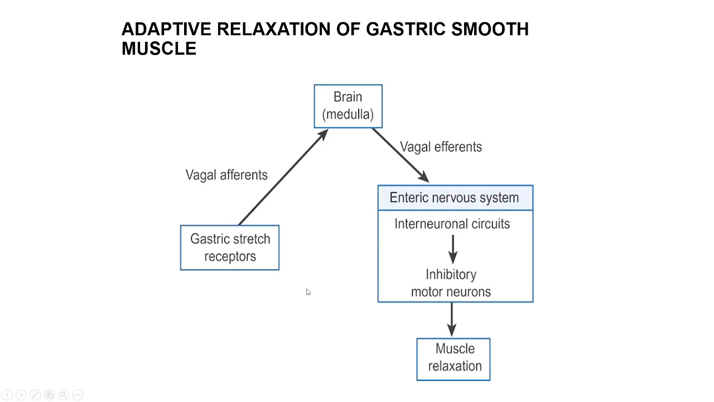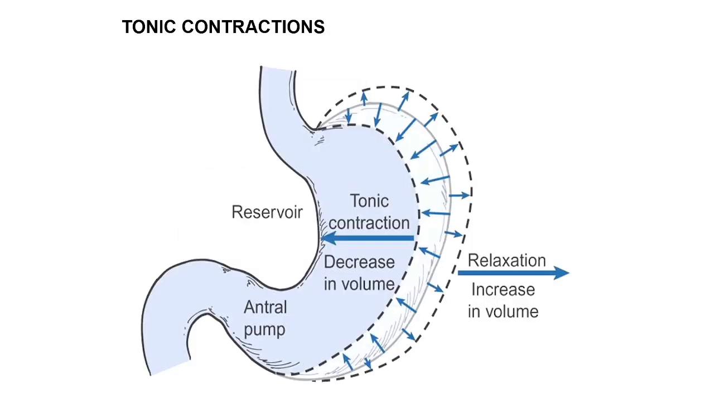So when the food gets into the stomach and gastric receptors stretch, vagal afferents take it to the medulla where the motor nucleus of vagus is located, and efferents take it back to the enteric nervous system in the stomach, causing a release of inhibitory neurotransmitters and relaxation of the gastric muscles. So apart from relaxation, which increases the volume of the, yes please.